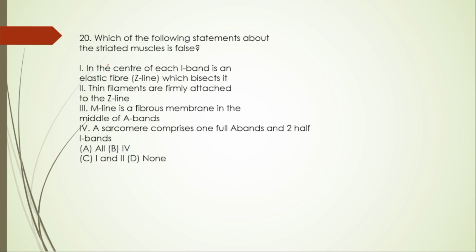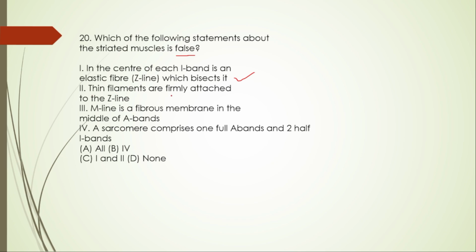Next, 20th one. Which of the following statements about the striated muscle is false? He is asking for the false statement about the striated muscles. In the center of each I band is an elastic fiber, that is Z line, which bisects it. Yes, this one is right. The I band is indeed bisected by a dense and elastic line called what? Z line.